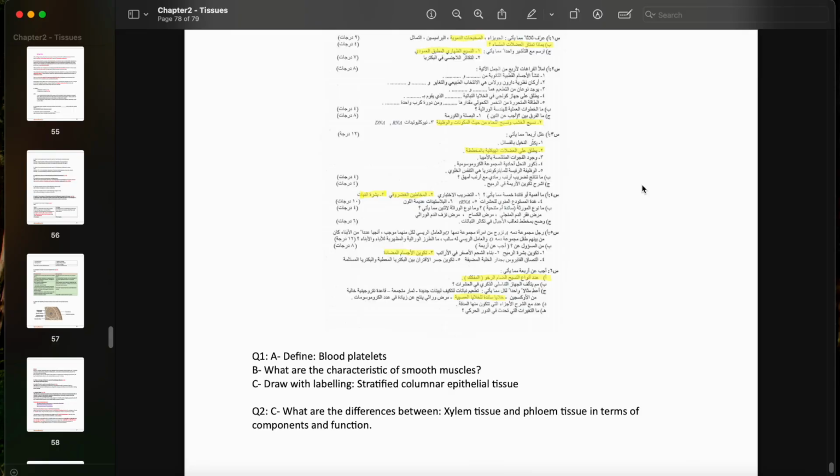Question 1c is telling you to draw with labeling the stratified columnar epithelial tissue.